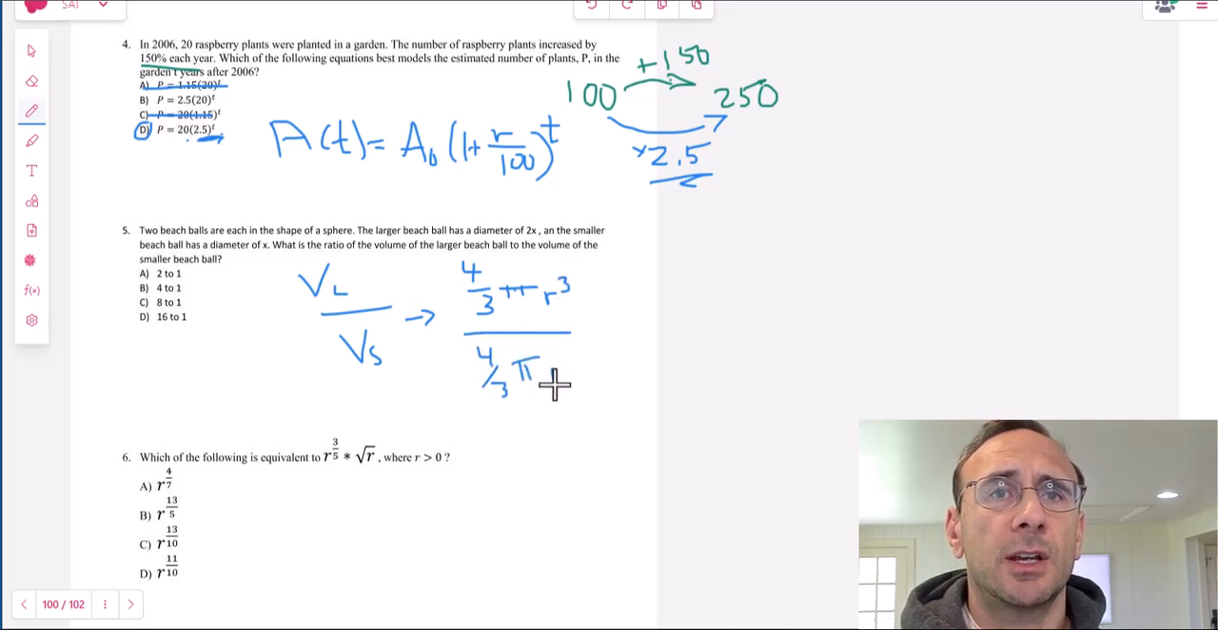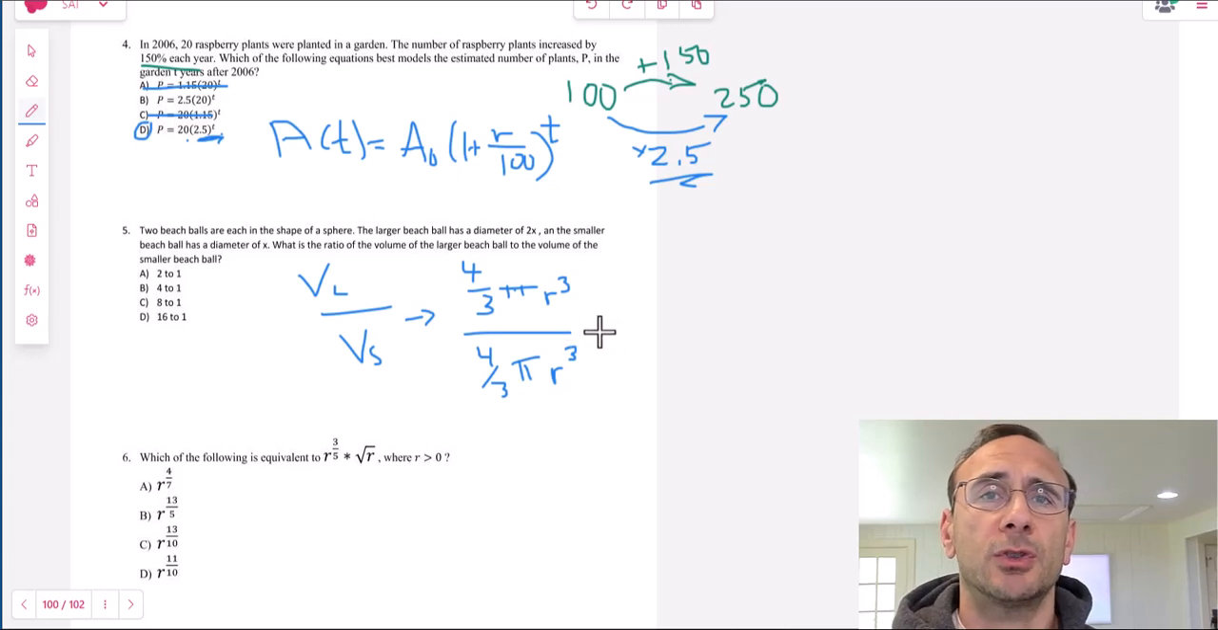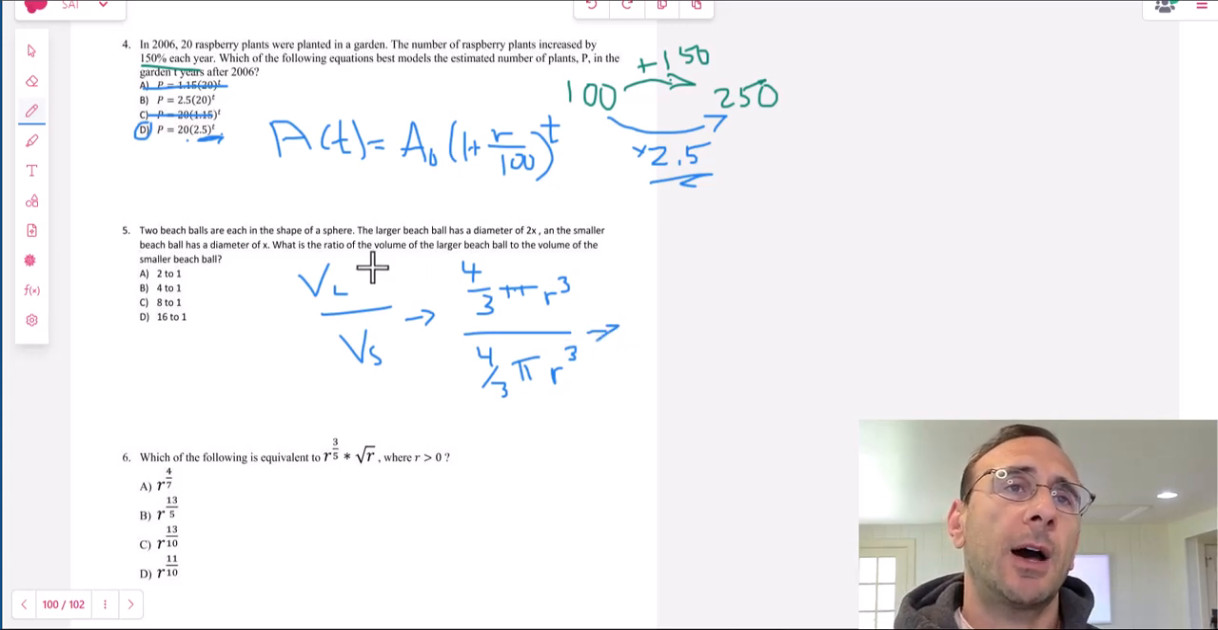So it's going to be this ratio. We're not going to deal with the 4/3 and the pi's. Anytime you're comparing something, you only want to look at what's changing. I'd probably plug in numbers, make this small diameter 2, which will make the big one 4.